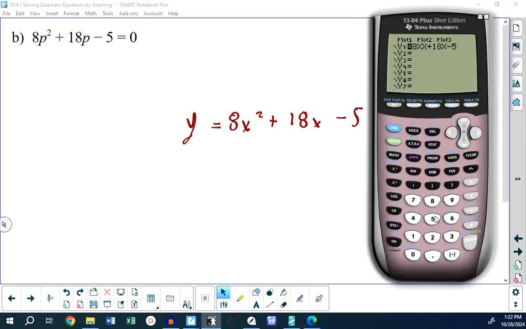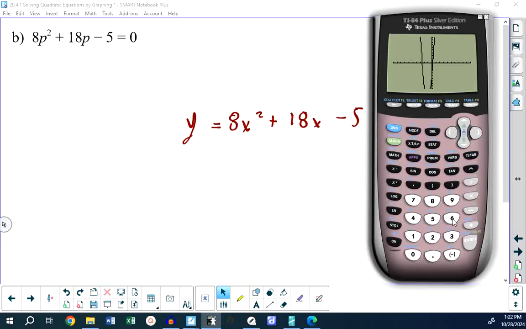Now, I'm in that old window setting. If I go window, you can see that that happens to be the minimum and maximum x and y's of my box that I created. So if I were to go graph, I don't know what I'll see. Probably nothing, maybe something, I don't know, nothing. So I have to remember to go zoom 6 again.